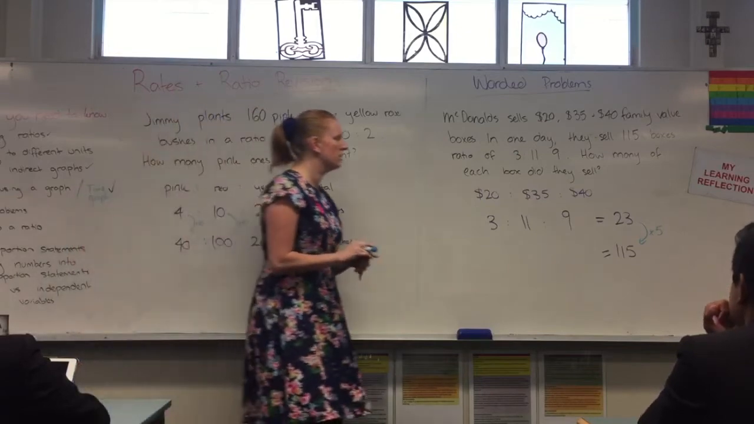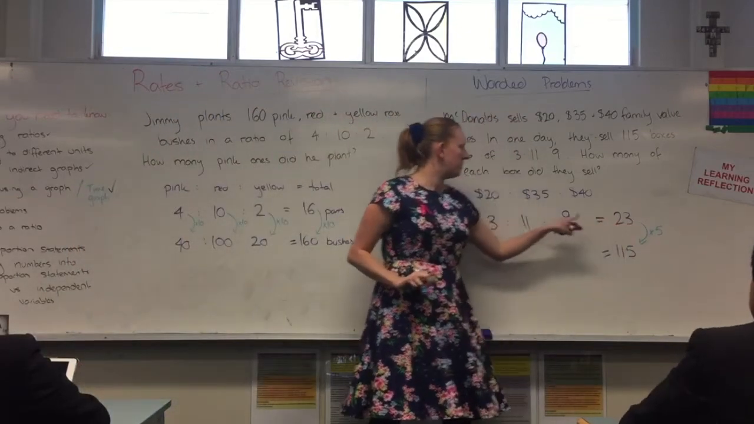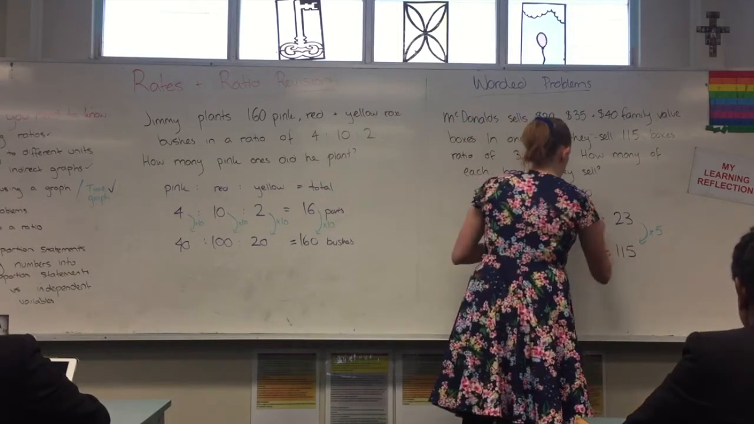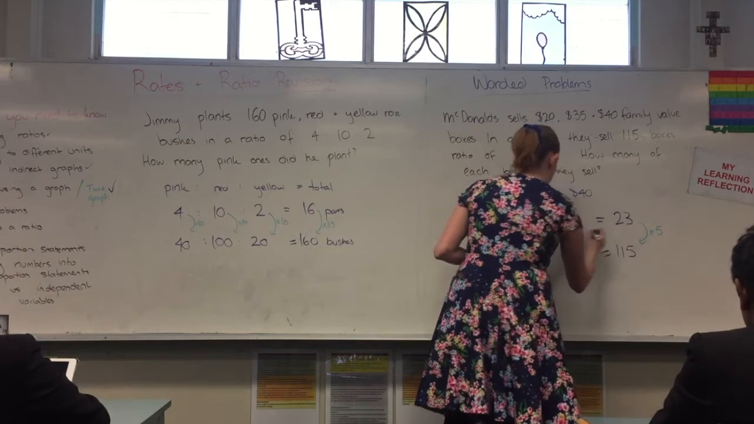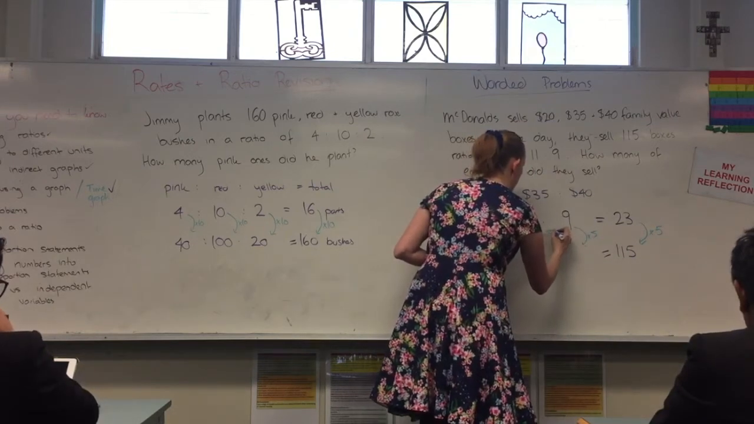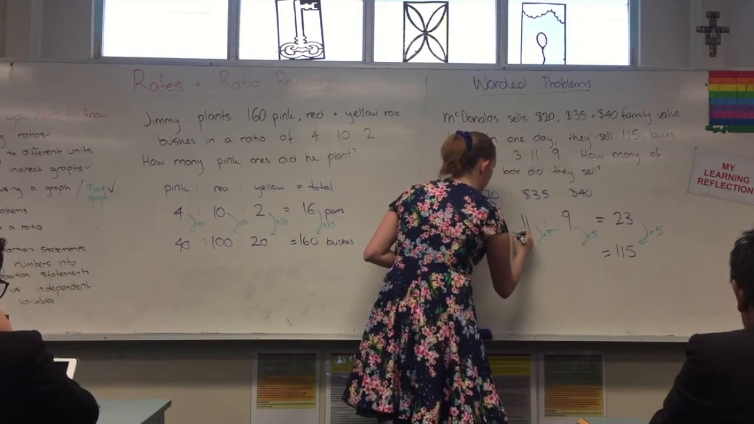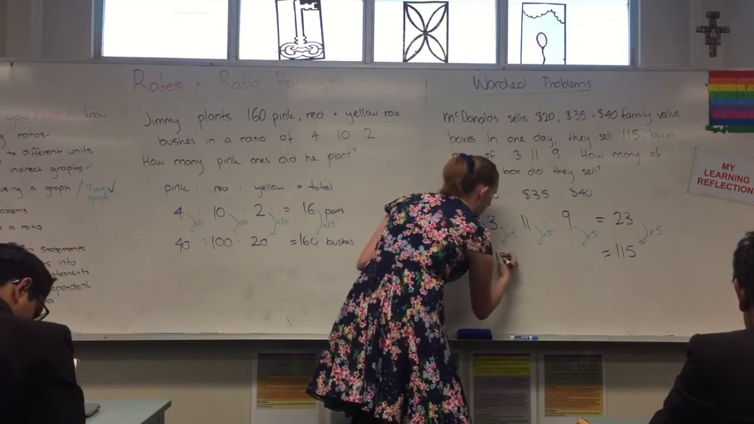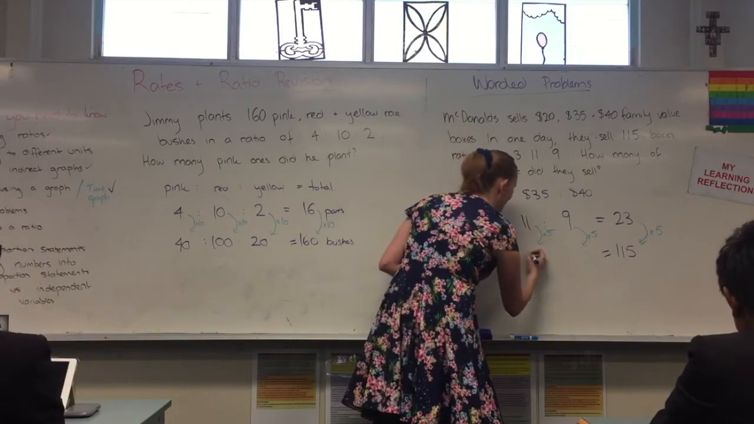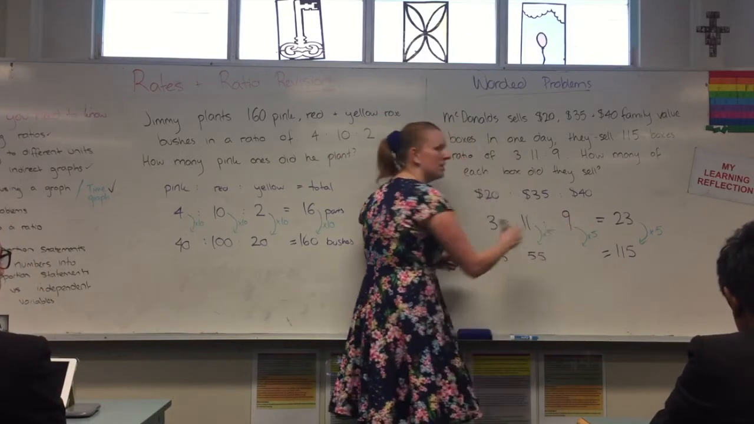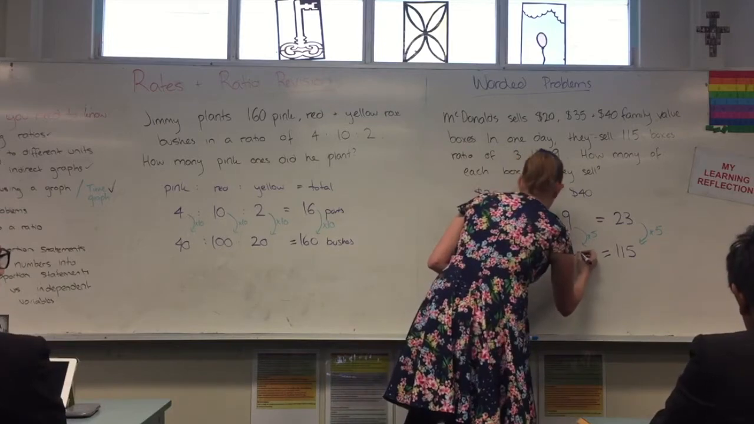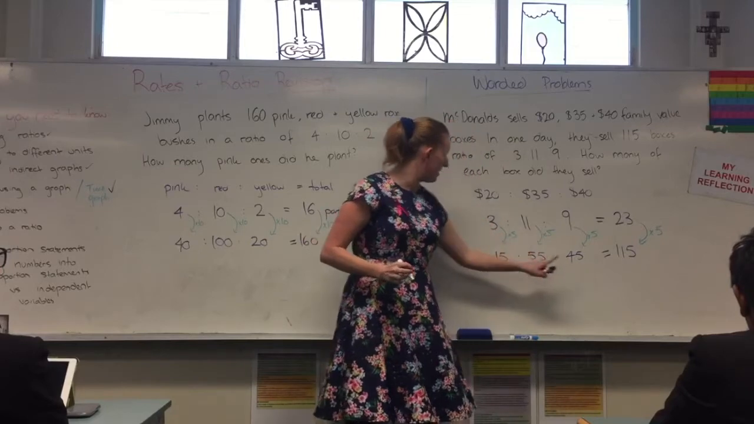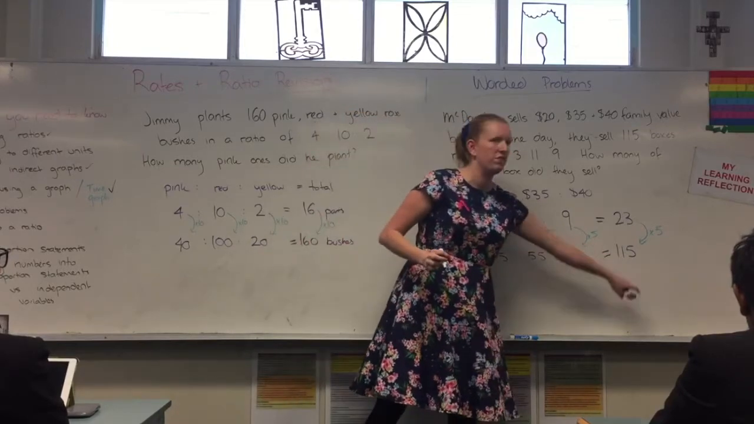No? Coolsies. So if this is multiplied by 5, what am I going to do to each of these? Multiply by 5. Times 5. So 3 times 5 is 15. 55. 9 times 5 is 45. Cool. So 55 plus 45 is 100 plus 15 equals 115. Spot on.